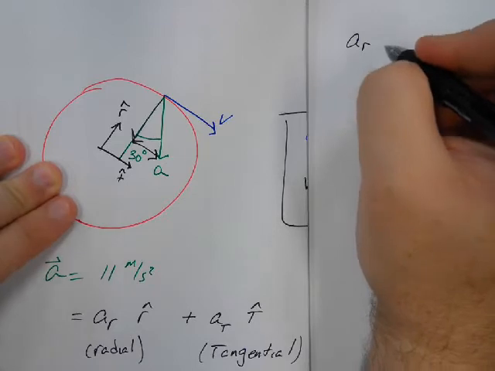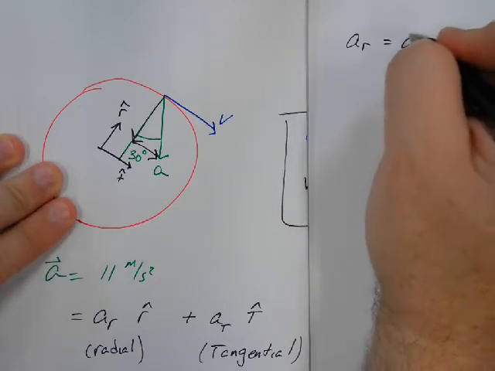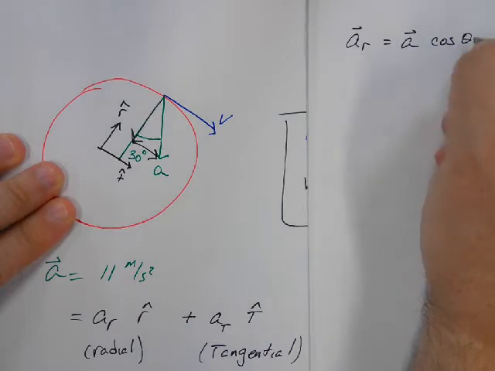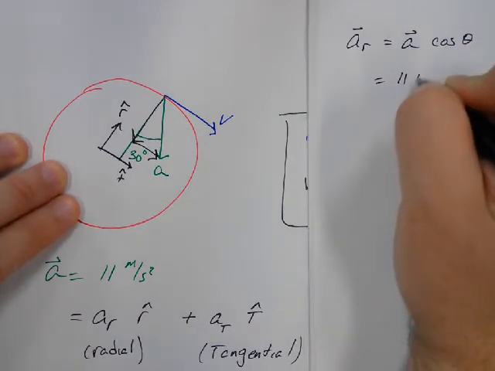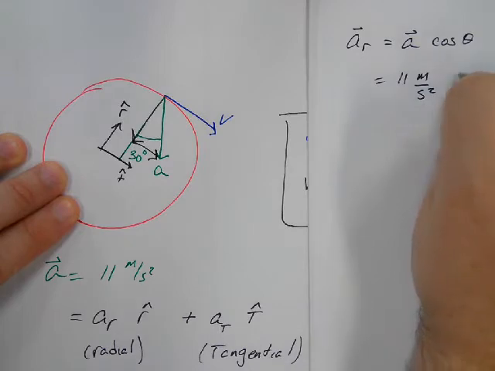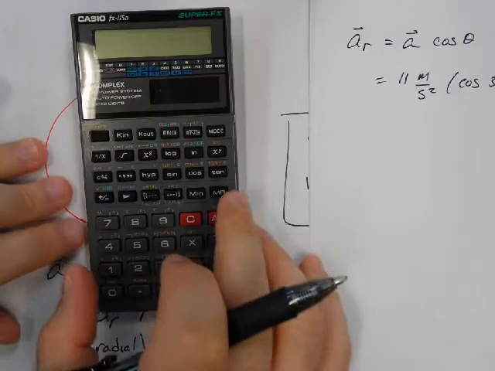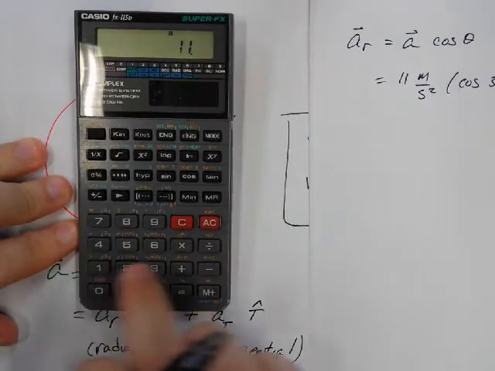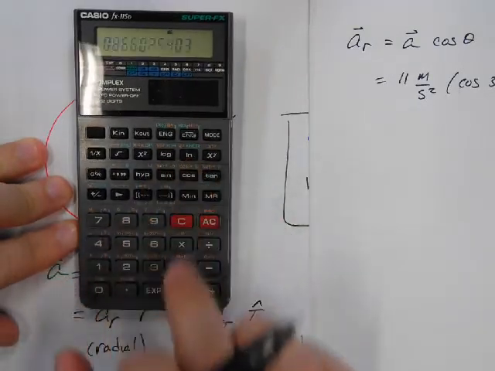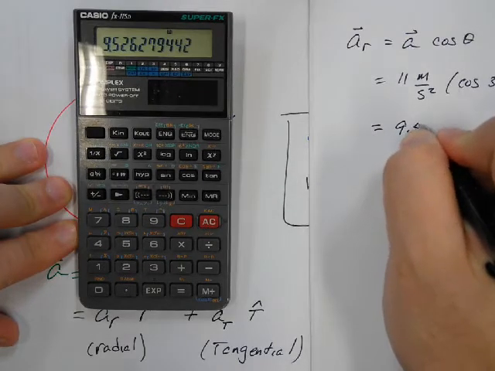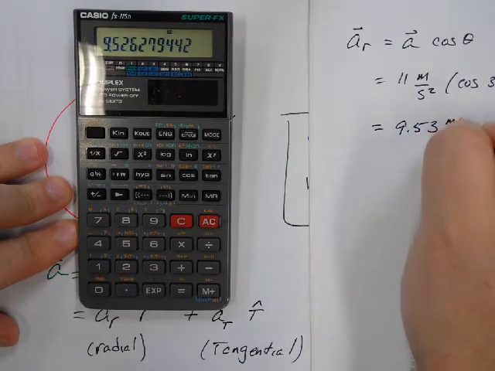So the radial component should look like the acceleration times cosine theta, which is 11 meters per second squared times cosine of 30 degrees. Right? This is where we grab a calculator. 11 times cosine 30, we get 9.53 meters per second squared.